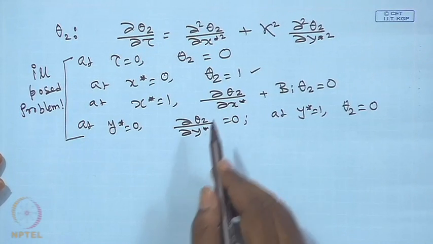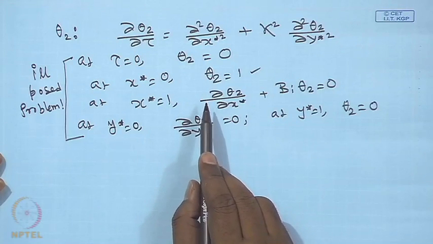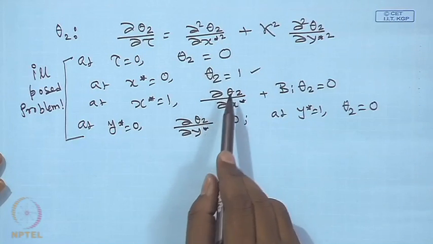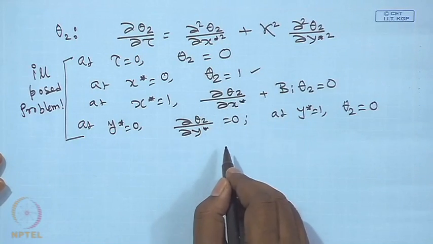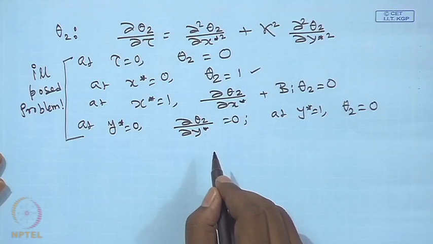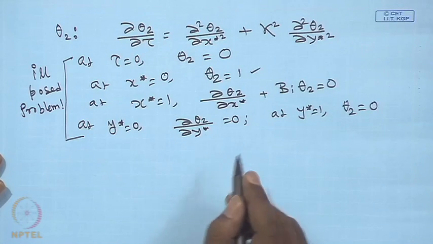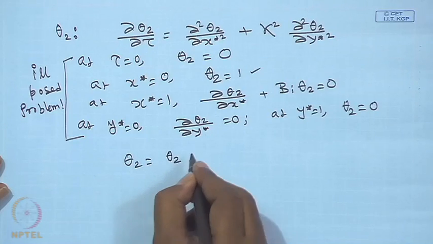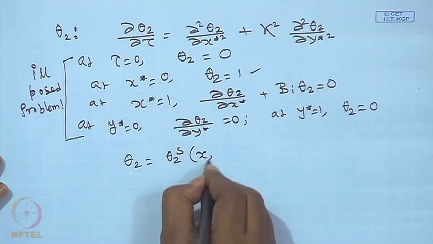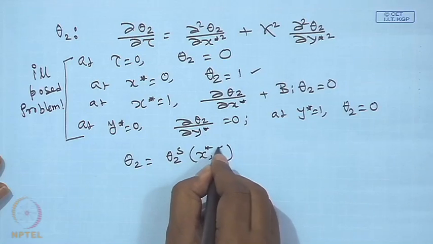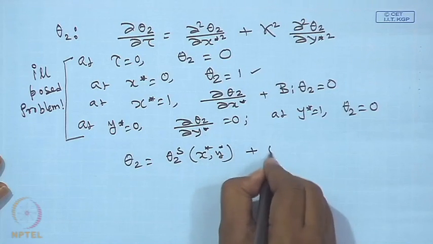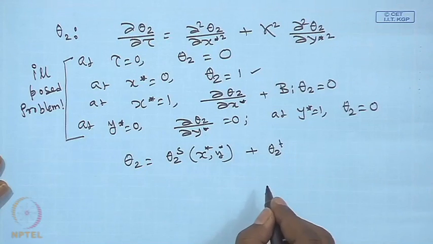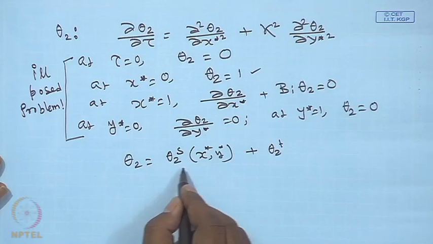Simply because the initial condition is 0 and one of the boundary conditions becomes homogeneous, this becomes an ill posed problem. So, this problem has to be divided into 2 sub problems. Theta 2 becomes theta 2 s, which will be a function of x and y alone, and there will be another part, that is theta 2 t. Now, what we do, we put this value there.